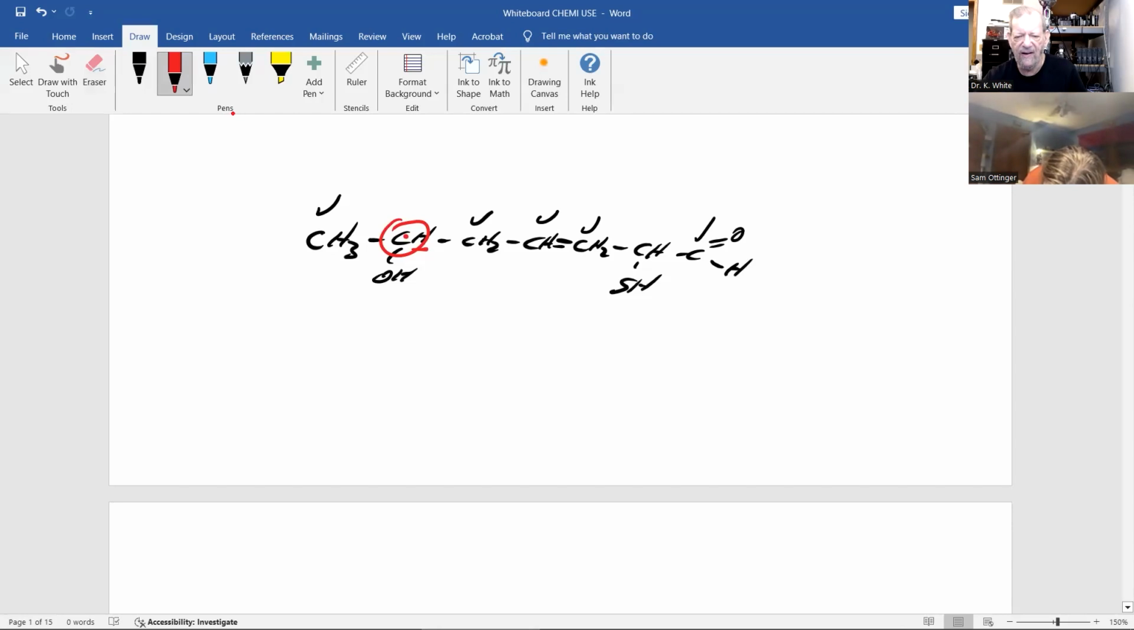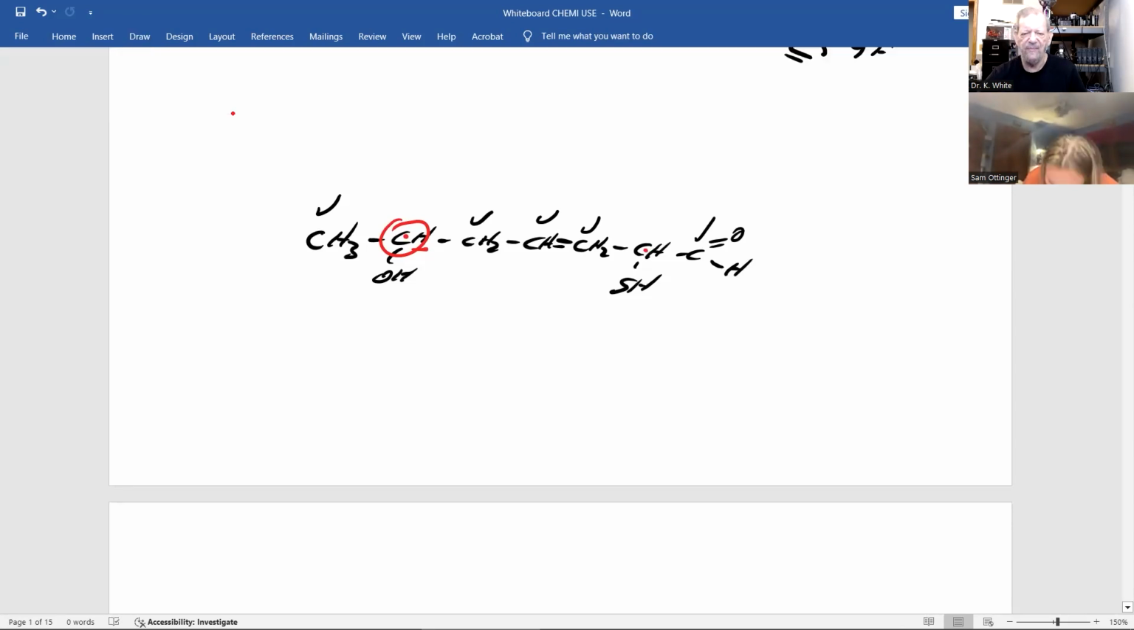Now the other one is this carbon. Again, it has a hydrogen, a thiol group, this aldehyde, and this whole thing I'll call R. And it has 4 different things on there. And this would be chiral. And those would be the only 2 chiral carbons in that molecule.